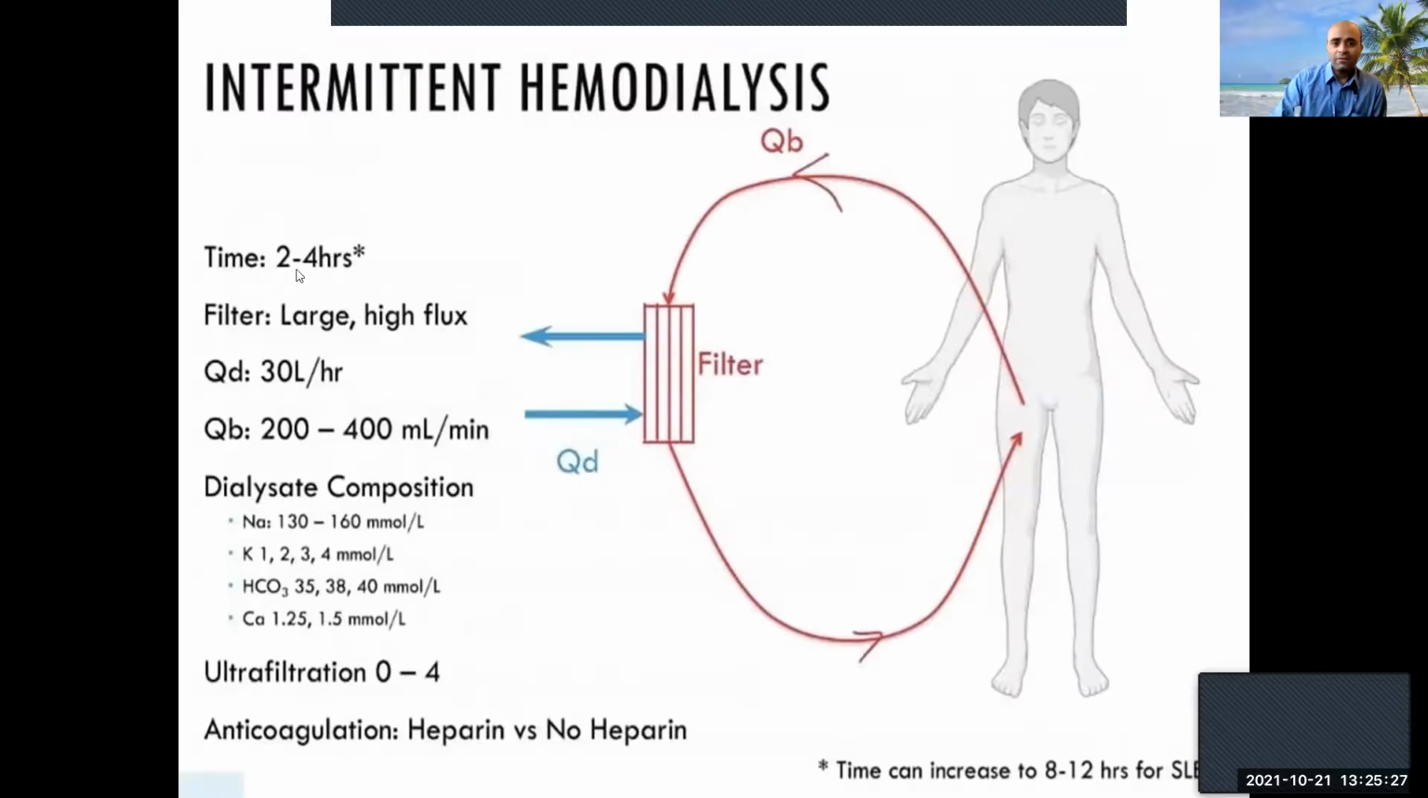We have here, as mentioned before, 2 to 4 hours, large flux, and this is the dialysate flow, blood flow, and this is the composition of sodium, potassium, bicarb, calcium. Ultrafiltration, what is your target: 2 liters, 3 liters, 4 liters, or according to target weight. Anticoagulation: heparin or no heparin.